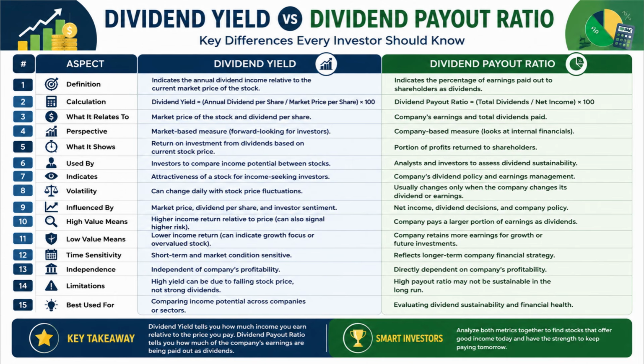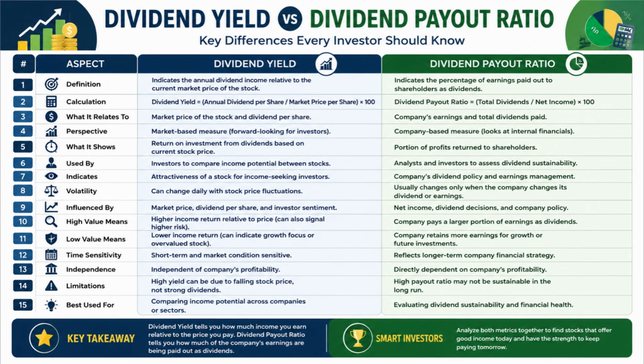Number 10. A high dividend yield generally means higher dividend income relative to stock price, whereas a high dividend payout ratio means the company distributes a larger share of its earnings as dividends. Number 11. A low dividend yield may indicate lower dividend income or a higher stock valuation, whereas a low dividend payout ratio may indicate that the company retains more earnings for future growth.